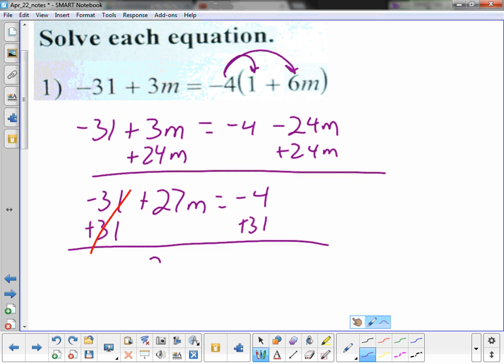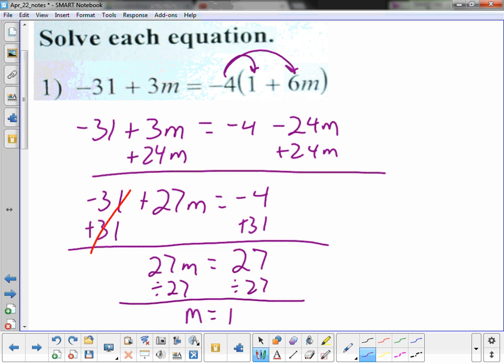That leaves me with the 27m on the left and a negative 4 plus 31. Okay, they're opposite signs, opposite sides, I'm going to go ahead and subtract the numbers to keep the sign of the bigger one. So 31 minus 4 would be 27, and I want to keep the sign of the 31, which is positive. Now I can divide by the number with the m, because I want to break it down into getting the m by itself. So I get m as 1.